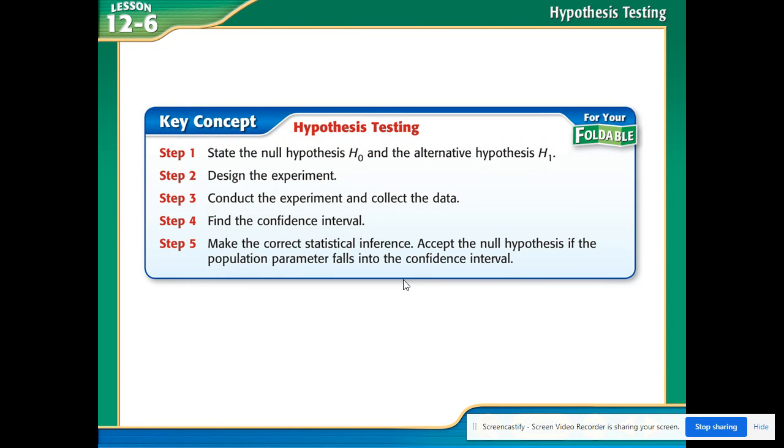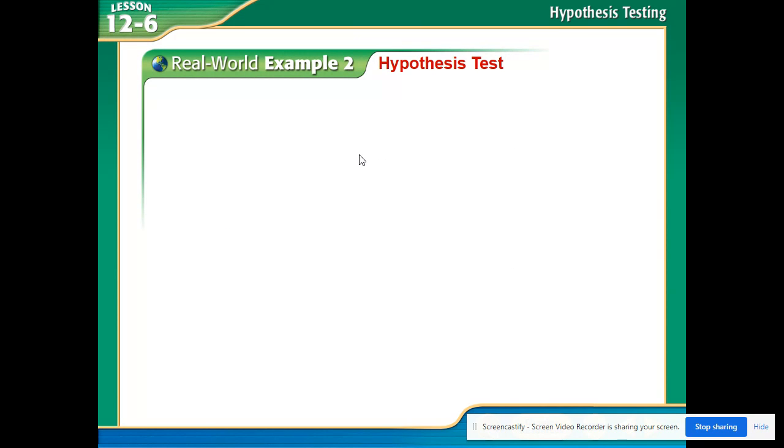To do that, we are going to do these steps to do a hypothesis test. The first one is we're going to state the null hypothesis, H sub 0. And then the alternative hypothesis, we're not going to focus much on that. We're just going to deal with the H naught here. All right. Design the experiment, conduct the experiment. We're really not going to do that. We're just going to get the data from that. So steps 2 and 3 are kind of not important right now. We're going to find that confidence interval like we just did. And then we're going to look to see whether or not we can accept or reject the null hypothesis.